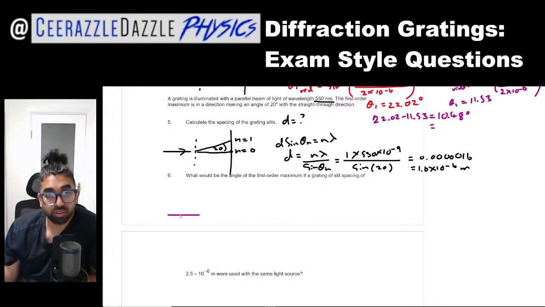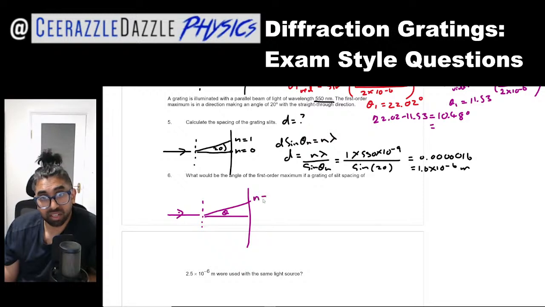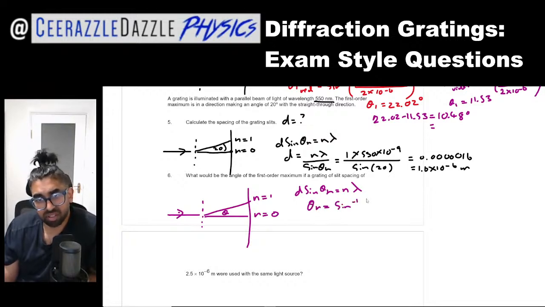Okay, so they're now shining the same light source going in, hitting the diffraction gratings, and you're trying to now work out this angle. For the first order, don't forget, n is 1, this is n is 0. So what would the angle be? d sine of the angle theta n is equal to n lambda. Therefore theta n is equal to sine inverse, open bracket, n lambda divided by d.